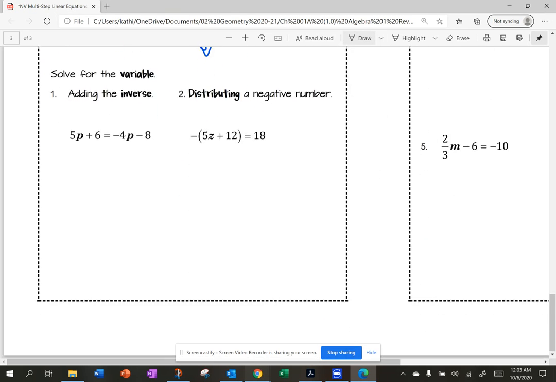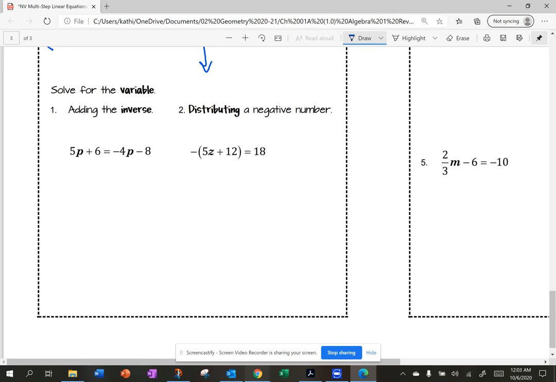All right, let's do a couple examples here. Let's solve for the variable. Here's an example with adding the inverse. So I have 5p plus 6 equals negative 4p minus 8. I usually move the smaller to the larger. So negative 4p is the smaller. So my inverse, since I'm negative 4p, is going to be positive 4p.